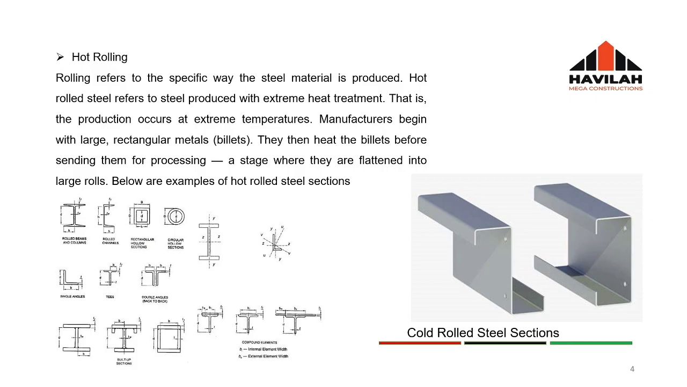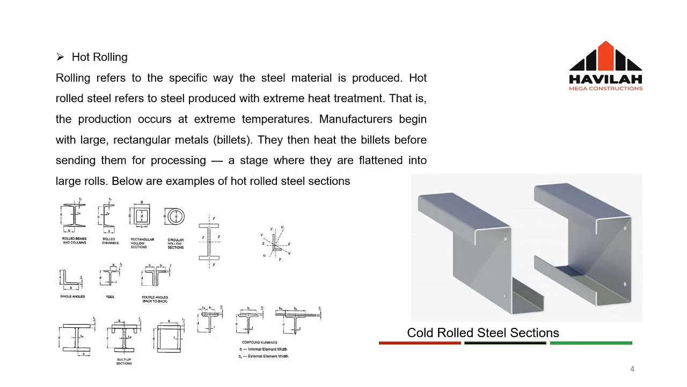In any case, by saying rolling, it refers to the way with which the steel material is produced. So we have the cold rolling and the hot rolling. The rolling is just the method, the way the steel is produced. So when we say hot rolling, it has to do with extreme heat treatment, so it occurs at a very high temperature.